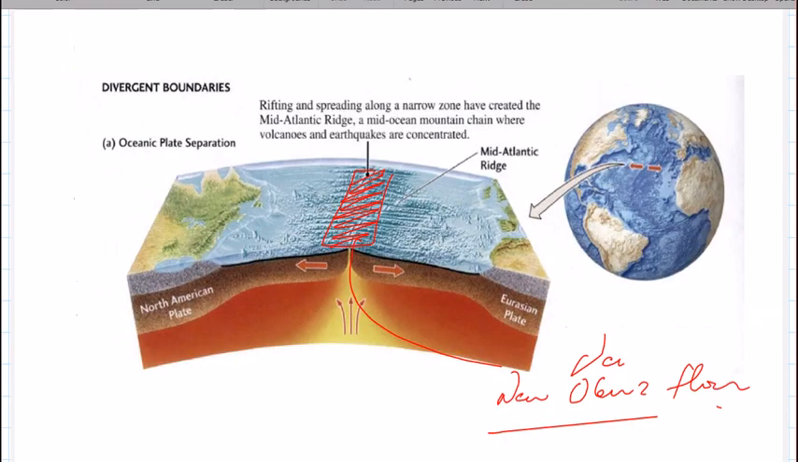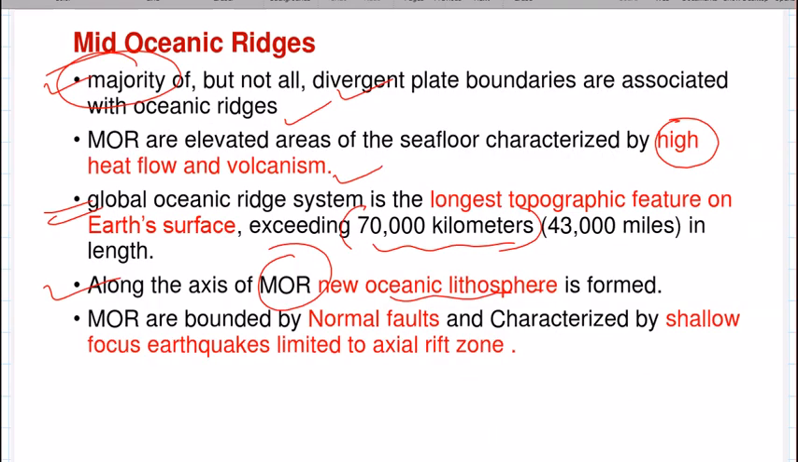So new lithosphere is how it is forming. Magma is coming out, and magma is then solidifying as lava. And new ocean floor is being created through the solidifying of the lava itself. Now, MOR are bounded by normal faults and characterized by shallow focus earthquakes limited to the axial rift zone.